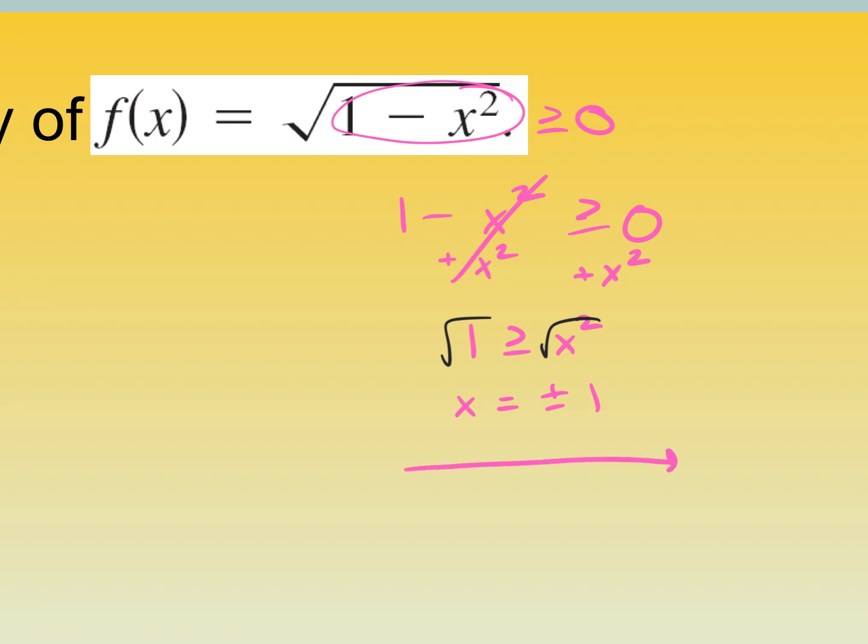But since we have two values, we got to put it on a number line. So I have -1 and 1. Would they be open or closed circles on my number line? Closed, because it's less than or greater than or equal to. That equal to makes them closed.